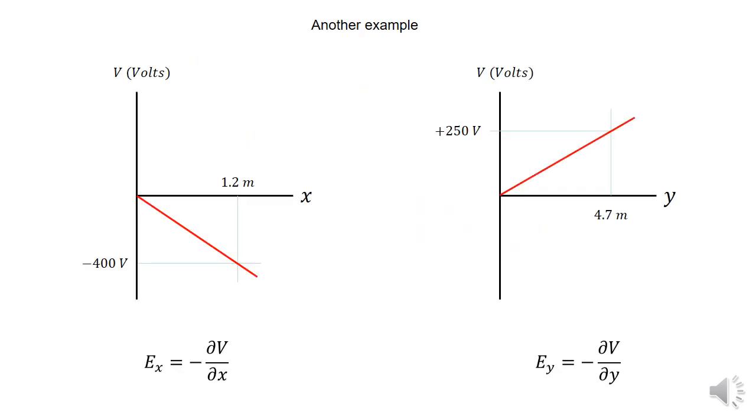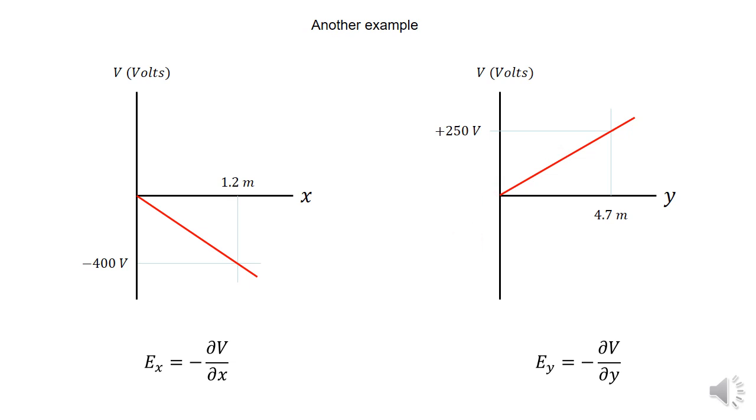Another example we can show: what if they give you in a problem how the potential changes as a function of x, and it's given by this straight line, and so you can calculate the slope of the straight line using the given information to get the electric field in the x direction, and you can also get the slope for the y. They give you the potential as a function of y, which is this straight line, and you use the slope to get Ey.